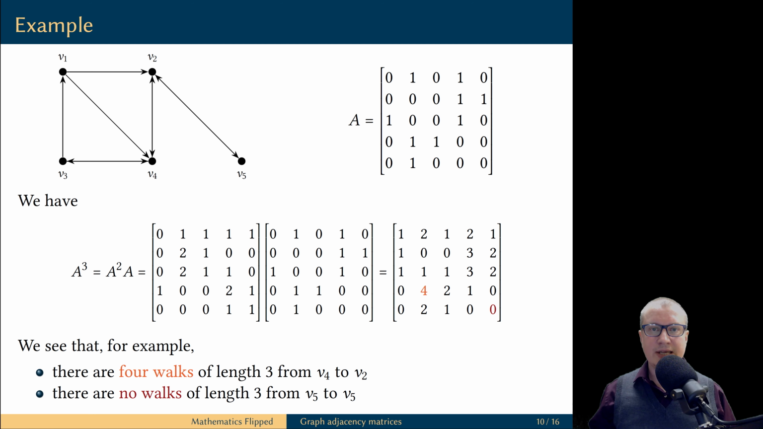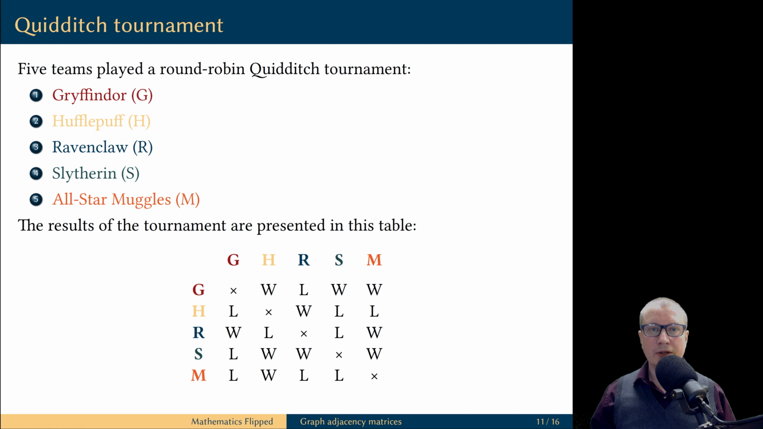But enough of this technical talk for an abstract graph, let's do something interesting. Let's determine the winner of a Quidditch tournament. This is a round-robin tournament and 5 teams participated: Team Gryffindor, Team Hufflepuff, Ravenclaw, Slytherin, and All-Star Muggles. The results of the tournament are shown in this table.